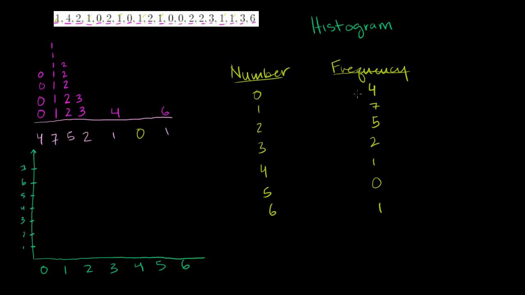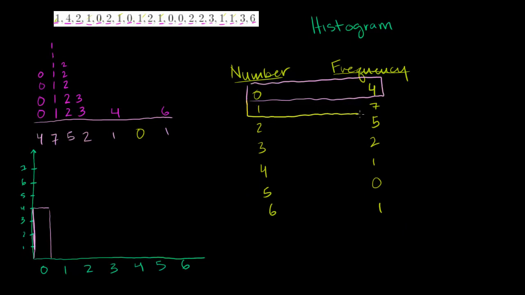So 0 shows up 4 times. We'll draw a little bar graph here. 0 shows up 4 times, draw it just like that. That is that information right there. 1 shows up 7 times. So I'll do a little bar graph. 1 shows up 7 times, just like that. I want to make it a little bit straighter than that.